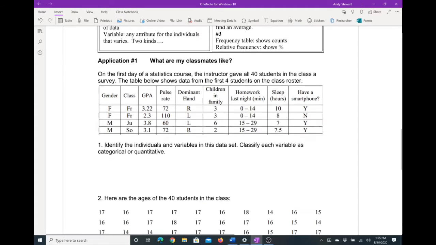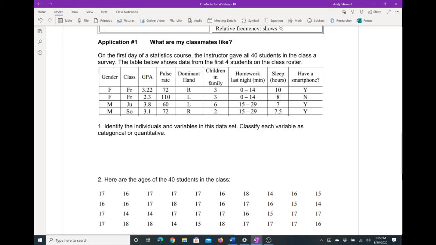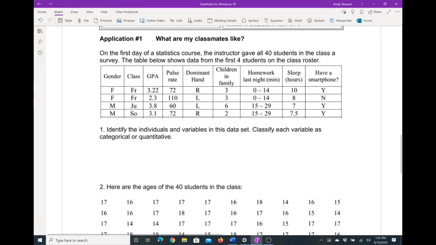So on an application, what are my classmates like? On the first day of a statistics course, the instructor gave all 40 students in the class a survey. The table below shows data from the first 4 students on the class roster. Okay, so those are the individuals, right? It says identify the individuals and variables in this data set. Classify each variable as categorical or quantitative.